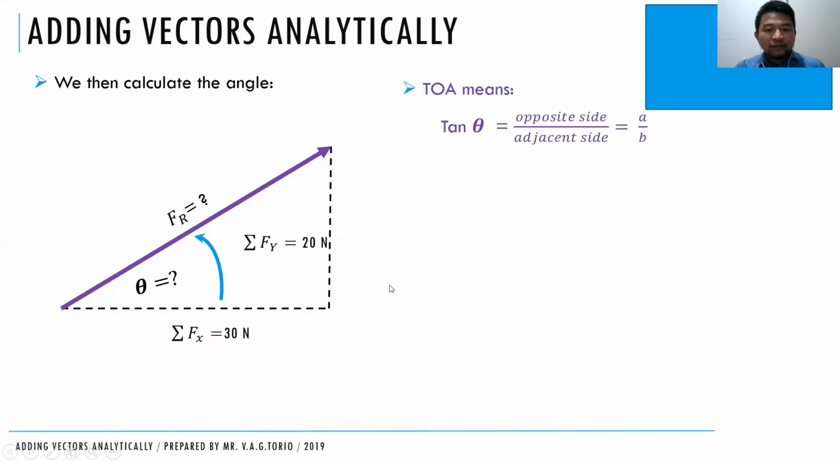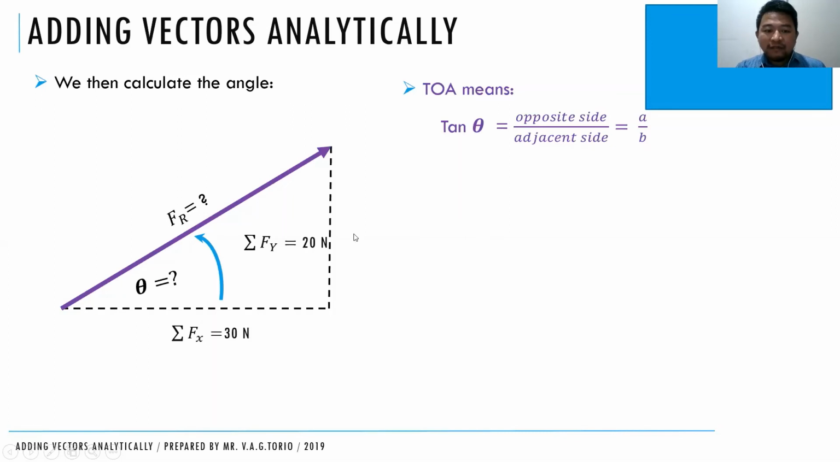In order for us to compute for the angle theta, we use the trigonometric function tangent. And the reason why we use tangent is that it follows what we are given or what we have calculated so far. We've calculated the y component and the x component, and those two are related to the angle theta such that theta is opposite the y component and theta is adjacent to the x component.